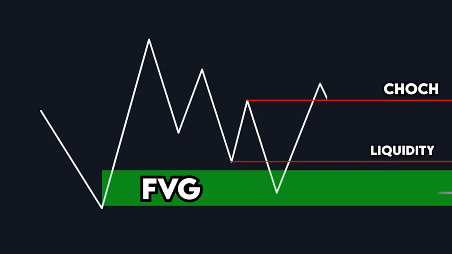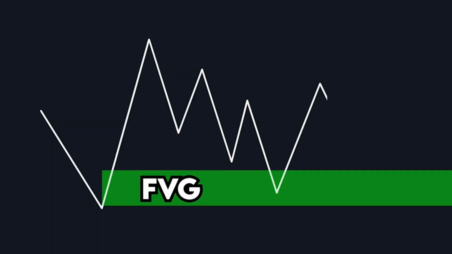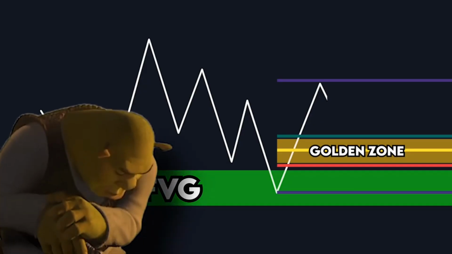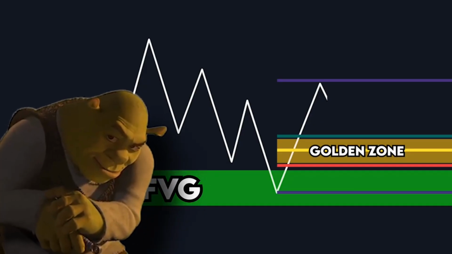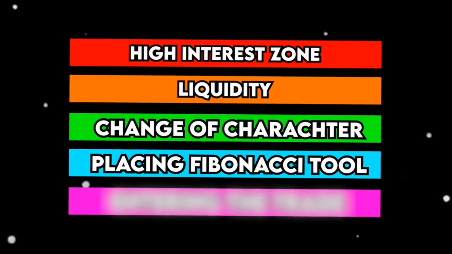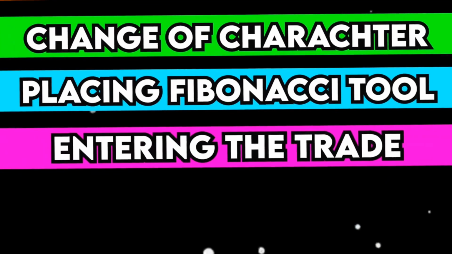Once we get that, we move to step number 4, which is actually placing our Fibonacci tool. You're gonna mark from the low in the high interest zone to the high of where the change of character is. This will mark out our Fibonacci sequence, but even more importantly, it'll mark our golden zone, which gives us the most optimal area for a potential reversal. We want to wait for price to come back down to our golden zone, and then we move to the final step, which is entering the trade.